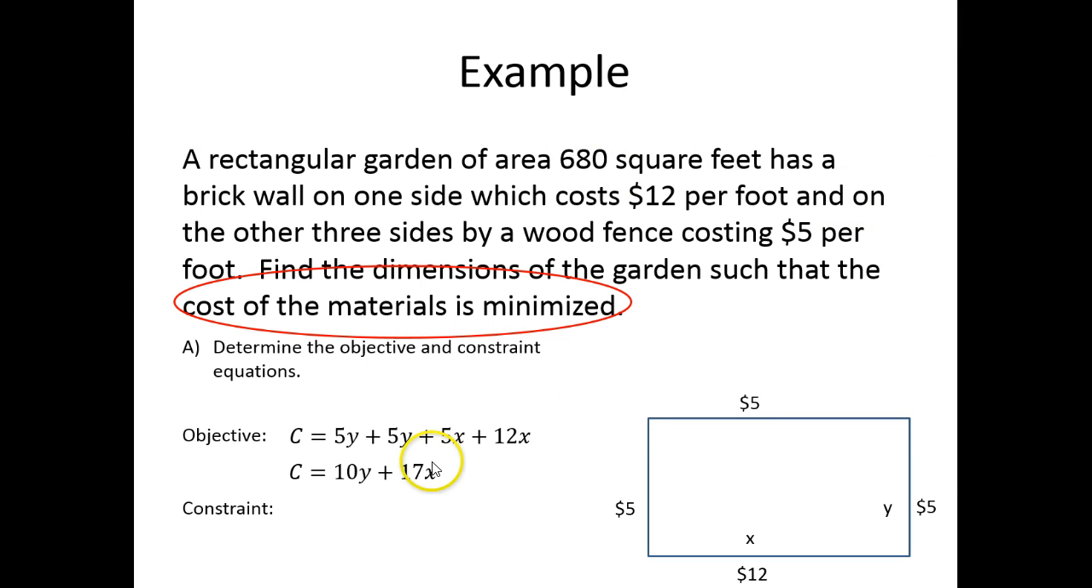Our constraint is our area equation in this case. Area is length times width. So 680 is x times y. So again, I'm going to solve for y because I know my second step is to put it in terms of x. So y is 680 over x.